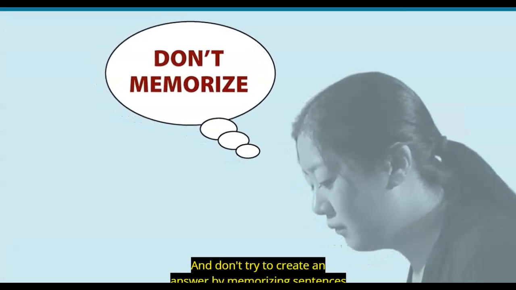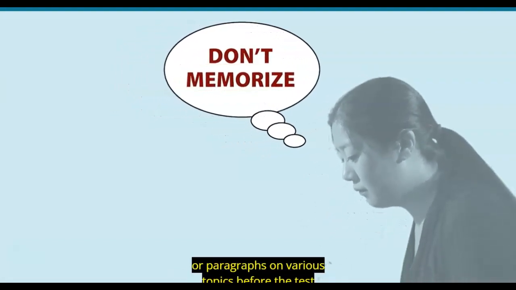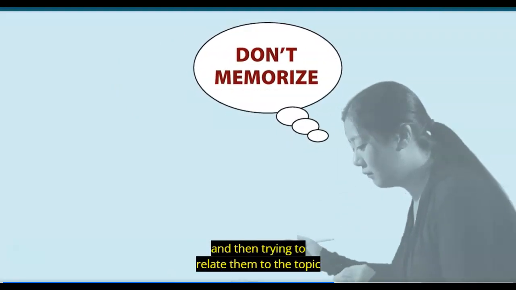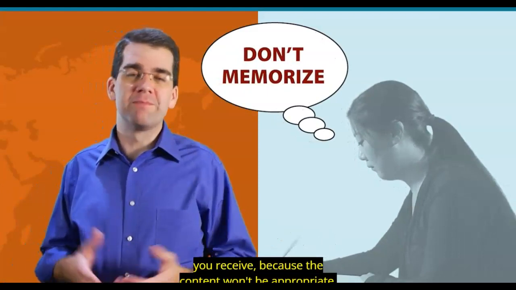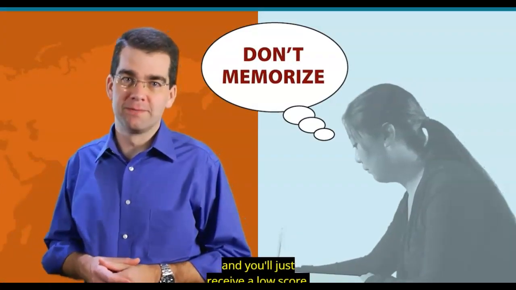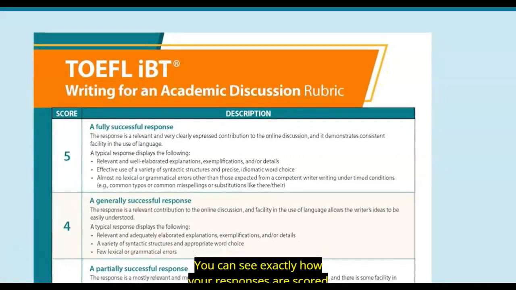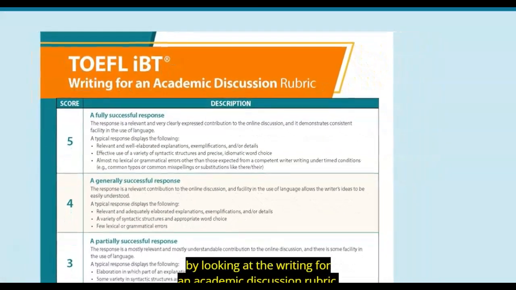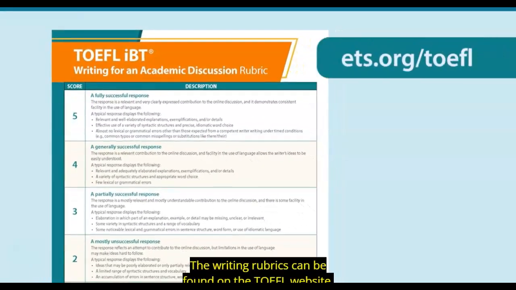And don't try to create an answer by memorizing sentences or paragraphs on various topics before the test, and then trying to relate them to the topic you receive, because the content won't be appropriate, and you'll just receive a low score. You can see exactly how your responses are scored by looking at the Writing for an Academic Discussion rubric, or scoring guide. The writing rubrics can be found on the TOEFL website.